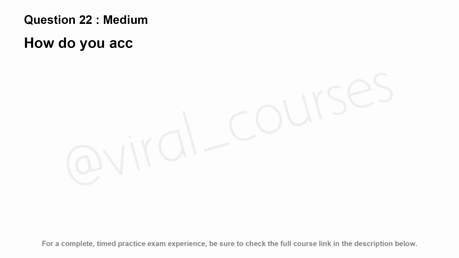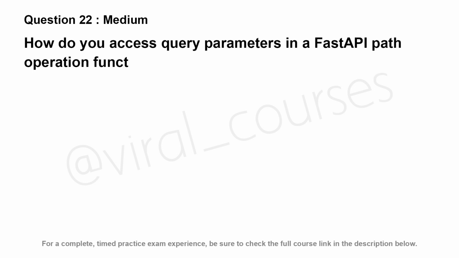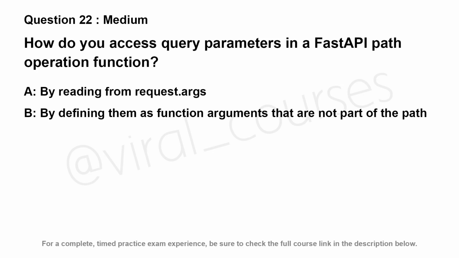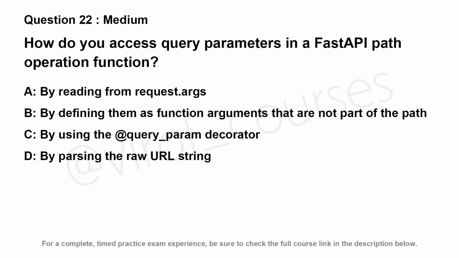How do you access query parameters in a FastAPI path operation function? Option A, by reading from request.args. Option B, by defining them as function arguments that are not part of the path. Option C, by using the @query_param decorator. Option D, by parsing the raw URL string.